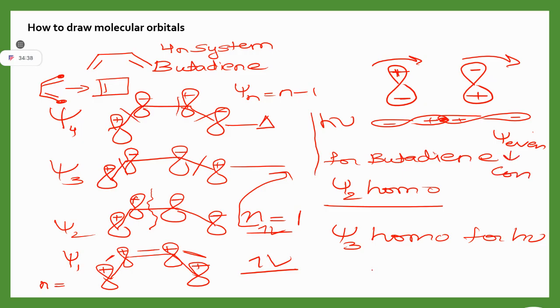And on similar grounds, if psi 3 is your HOMO in case of photochemical condition, you have to do disrotation in order to have constructive overlap of your end orbitals to form this new sigma bond. Right? I hope I'm clear to you all.